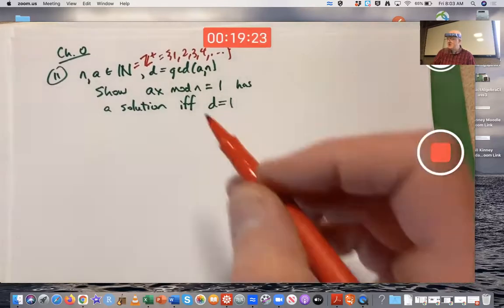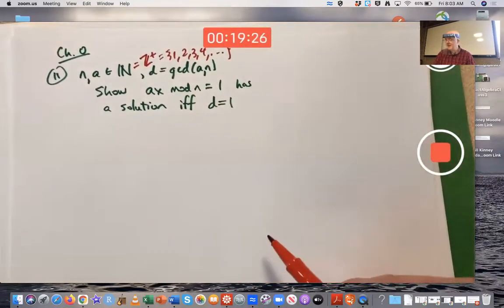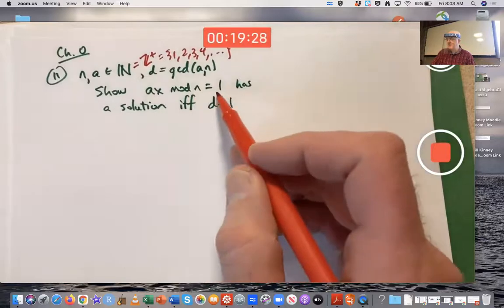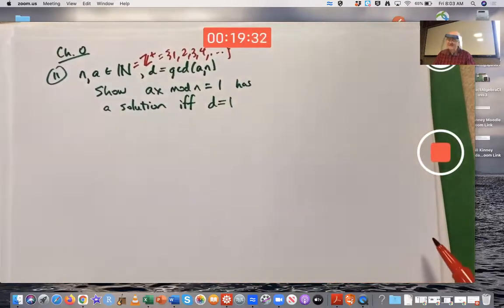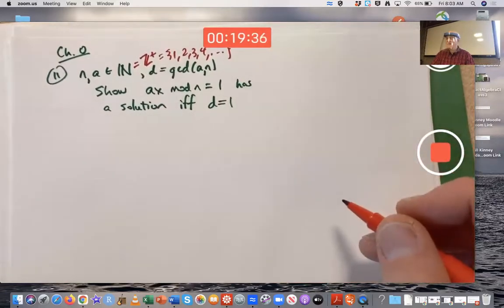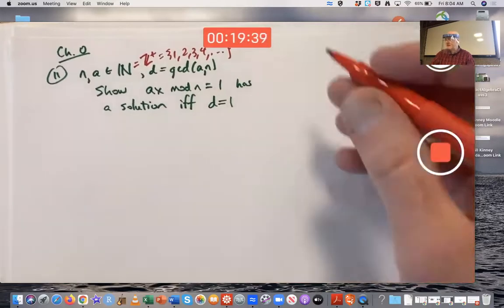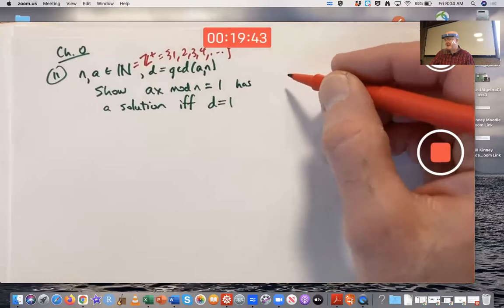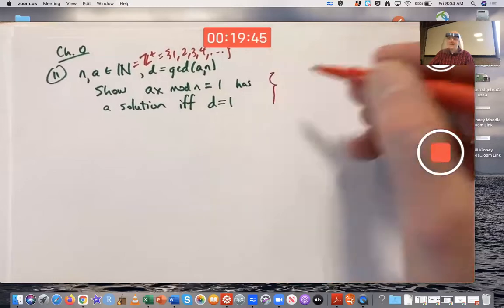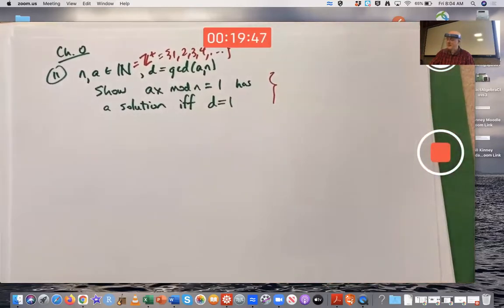We're assuming d is the GCD of a and n, and the goal is to show that ax mod n equals 1 has a solution. In other words, you can substitute something for x that makes that equation true if and only if d equals 1. And like I told you guys as you were working on it, the author doesn't state, but I think it's implicitly assuming n is bigger than 1 here. Because again, if you mod by 1, you always get a remainder of 0.